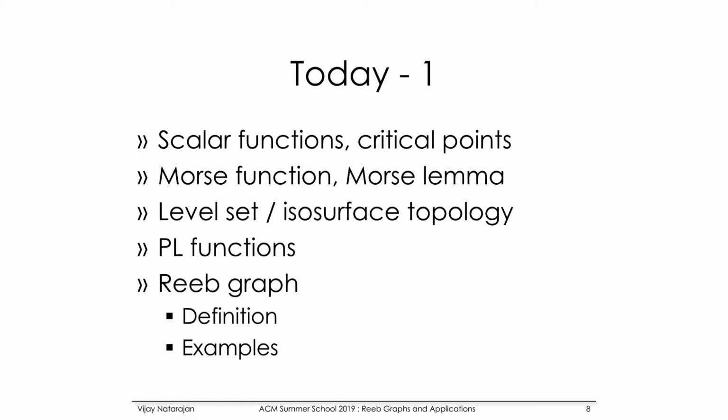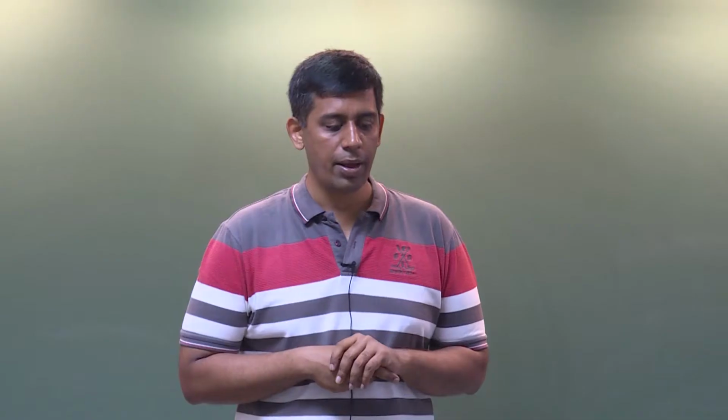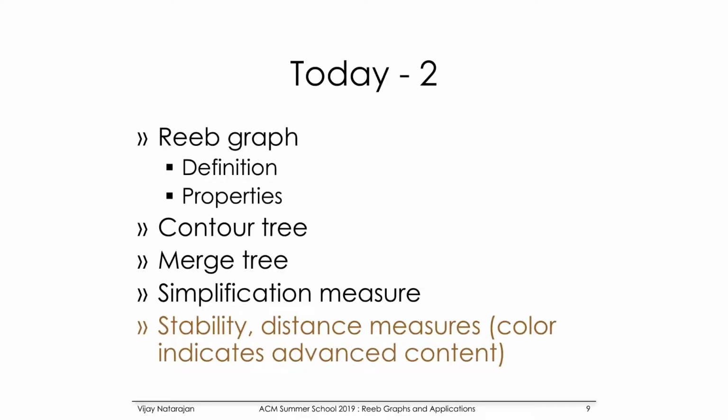We will look at level sets and how they are connected, right? We will look at piecewise linear functions, maybe not too detailed right now. Then we will define the Reeb graph formally and look at some examples. And after the break, we will look at some properties of this graph, right? We will look at special cases when the graph becomes a tree, right? And in that case, it's called a contour tree or a merge tree.